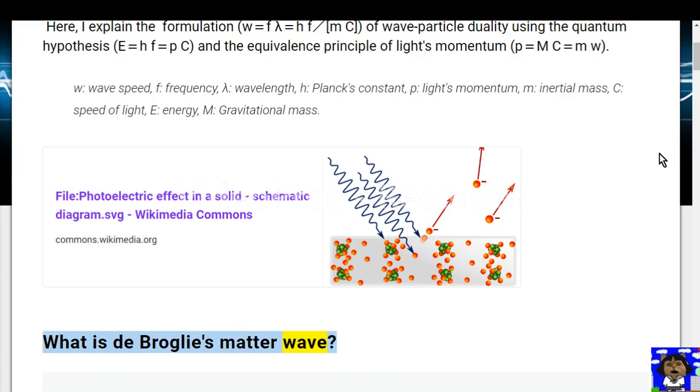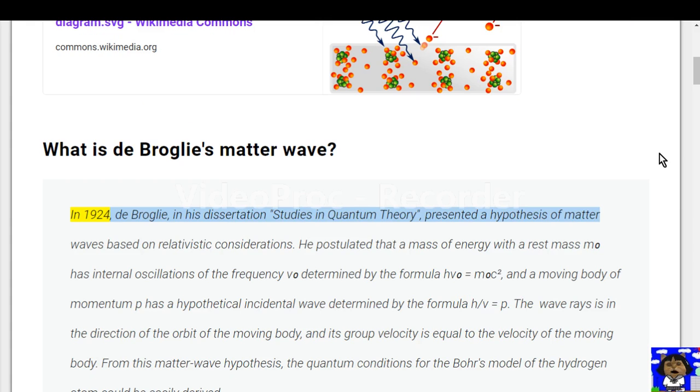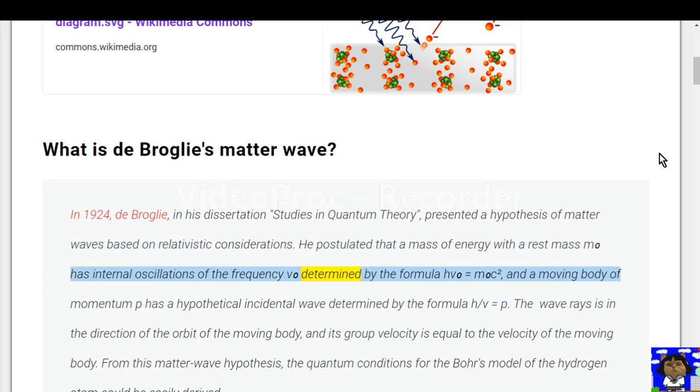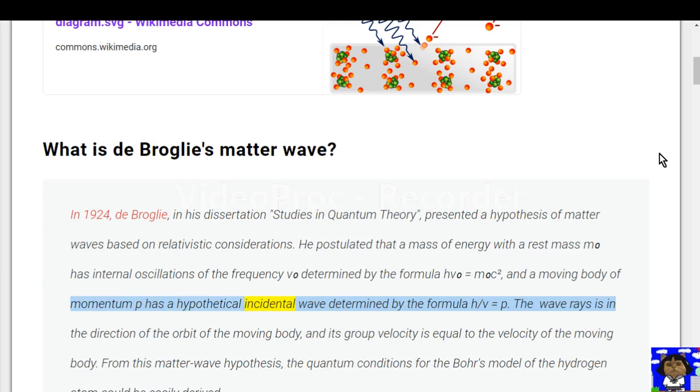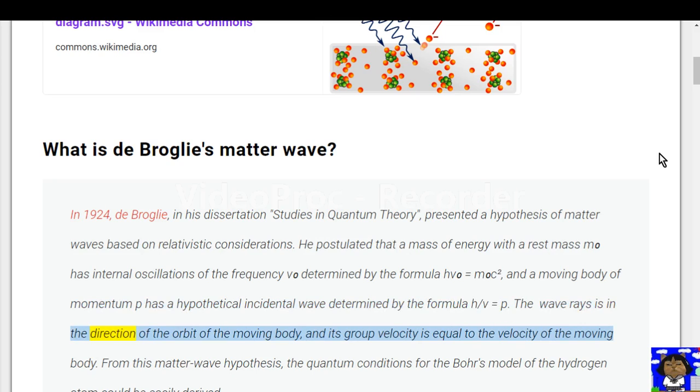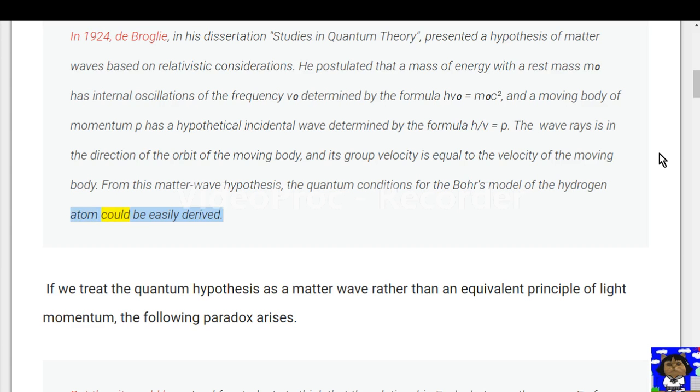What is de Broglie's matter wave? In 1924, de Broglie, in his dissertation Studies in Quantum Theory, presented a hypothesis of matter waves based on relativistic considerations. He postulated that a mass of energy with a rest mass m has internal oscillations of the frequency determined by the formula hν equals mc squared, and a moving body of momentum p has a hypothetical incidental wave determined by the formula hν equals p. The wave rays are in the direction of the orbit of the moving body, and its group velocity is equal to the velocity of the moving body. From this matter wave hypothesis, the quantum conditions for Bohr's model of the hydrogen atom could be easily derived.